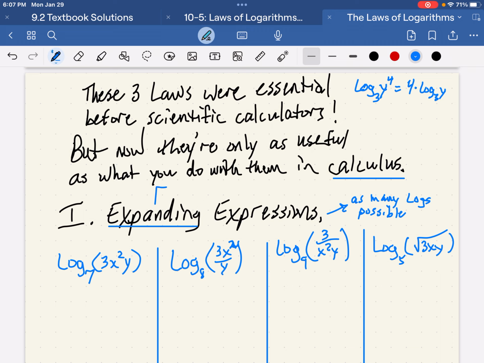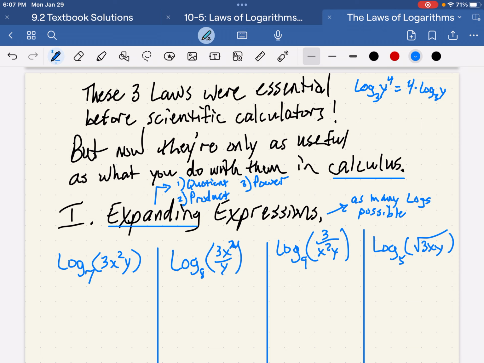Now, when you're being asked to expand logarithms, what I usually tell my students is do things in this order. Look for opportunities to apply the quotient rule first, then look for opportunities to apply the product rule second, and then thirdly, look for opportunities to do the power rule. Let me show you what I mean.